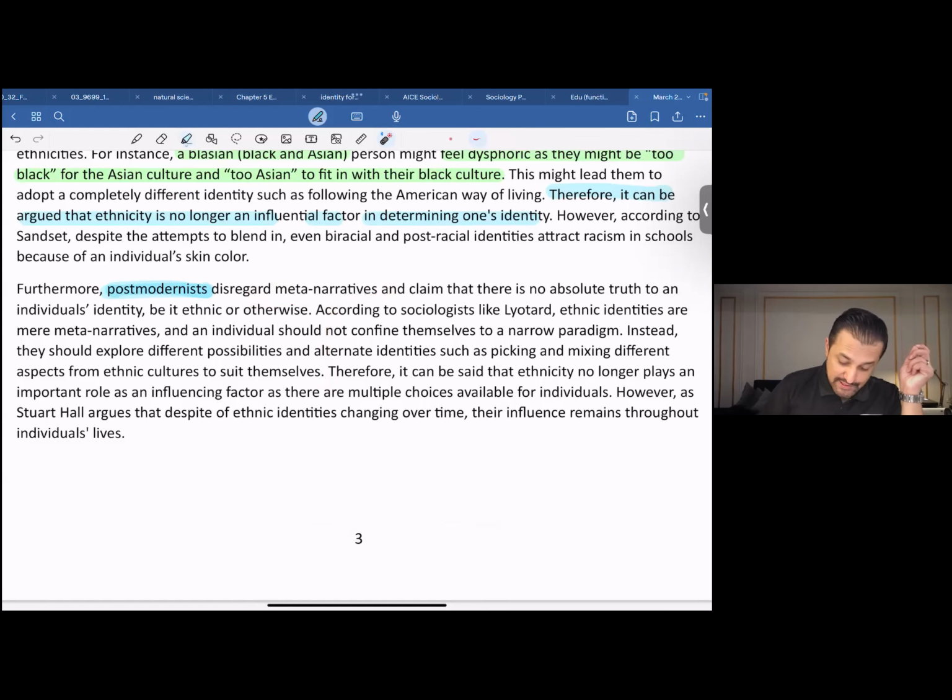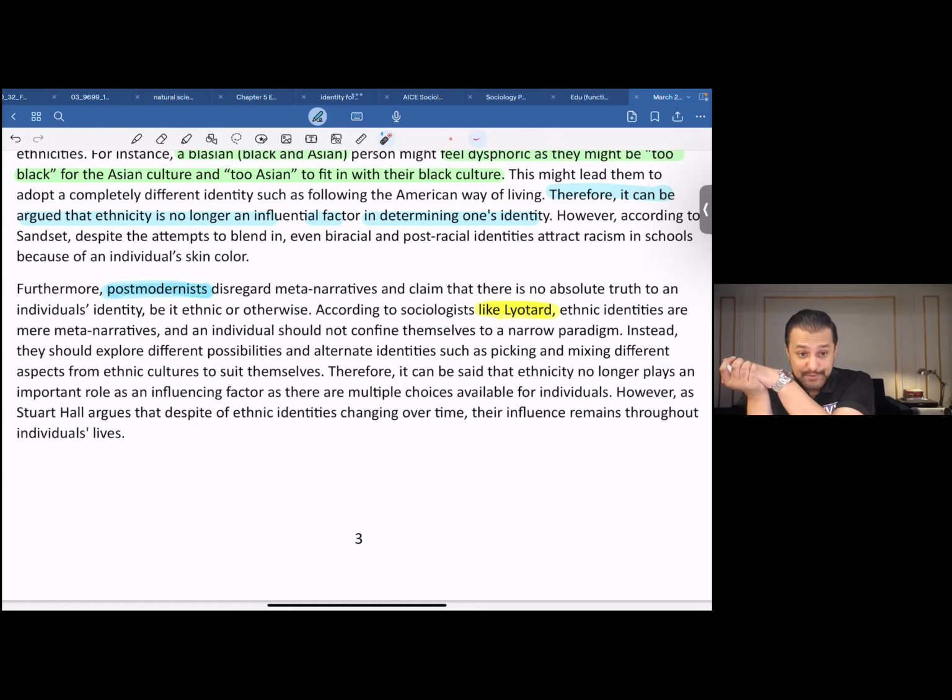According to sociologists like Lyotard, ethnic identities are mere meta narratives, and an individual should not confine themselves to a narrow paradigm. Instead, they should explore different possibilities and alternate identities, such as picking and mixing different aspects from ethnic cultures to suit themselves. According to the postmodernist perspective, you do you. You do whatever suits you. You do whatever you think works the best for you. You choose an identity that you think would suit you well, right?